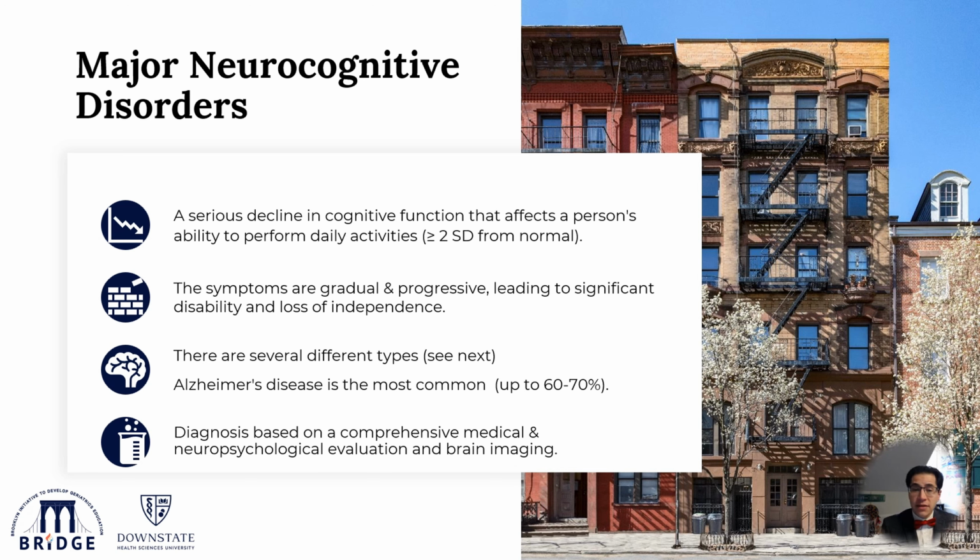There are so many types of major neurocognitive disorders, but Alzheimer's is the most common type. Diagnosis is usually based on a comprehensive medical and neuropsychological evaluation, and brain imaging to look for biomarkers.